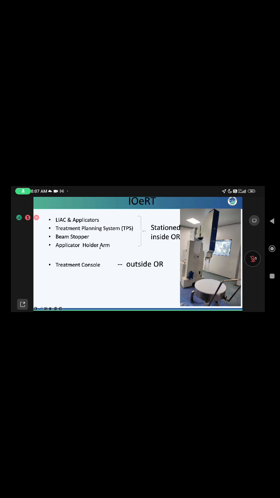Then the arm holder, which I am going to show, and then the treatment console. The treatment console will be stationed outside the OT. After we all move out of the OT, we are going to enter the monitoring units from there and then start the delivery of the treatment.